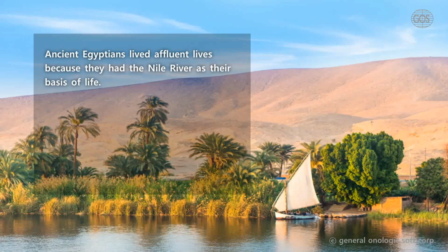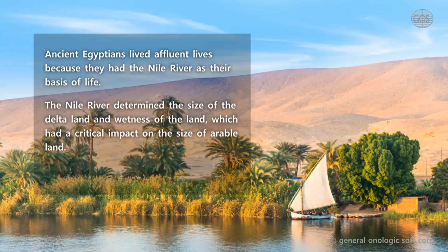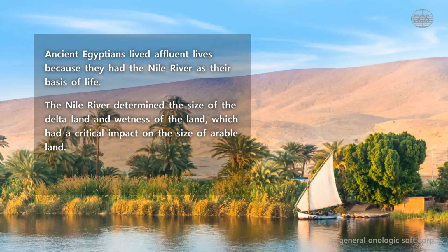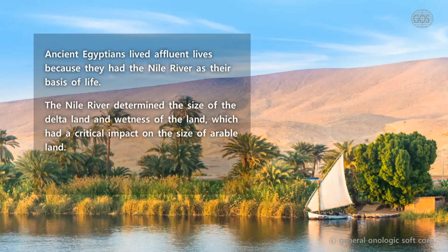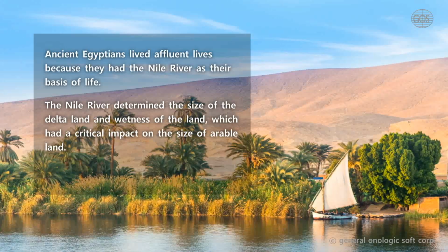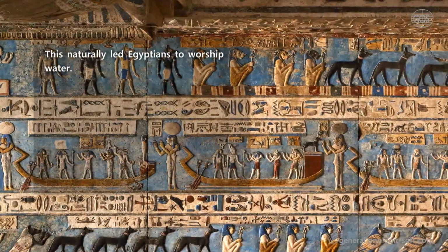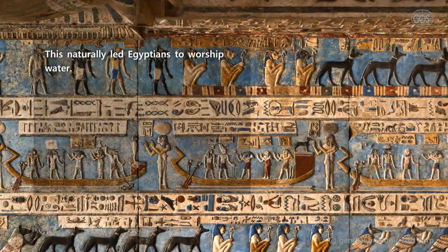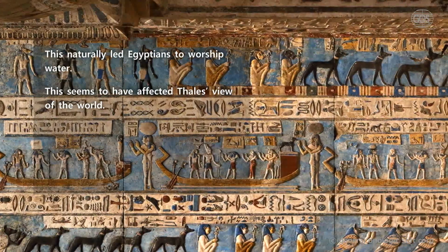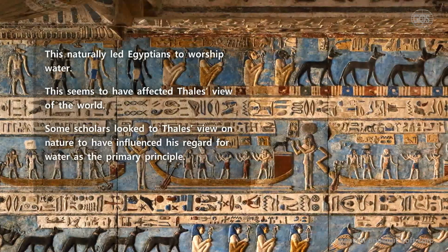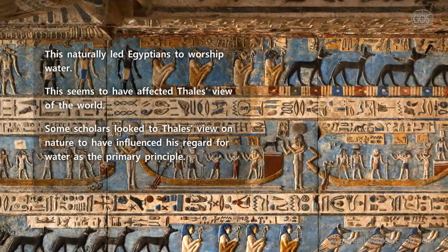Ancient Egyptians lived affluent lives because they had the Nile River as their basis of life. The Nile River determined the size of the delta land and wetness of the land, which had a critical impact on the size of arable land. This naturally led Egyptians to worship water. This seems to have affected Thales' view of the world. Some scholars look to Thales' view on nature to have influenced his regard for water as the primary principle.